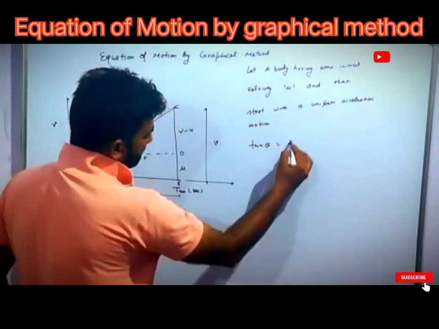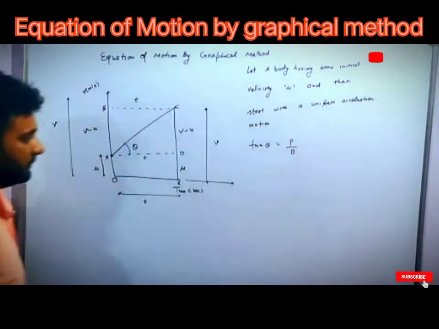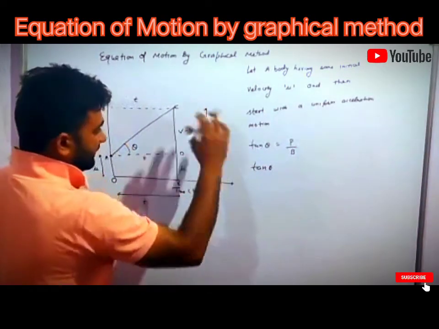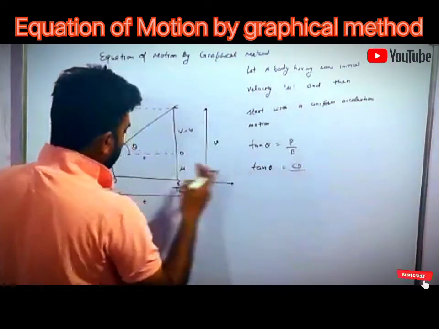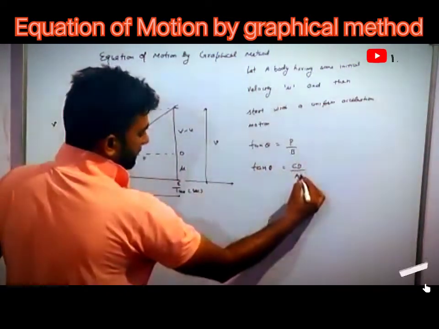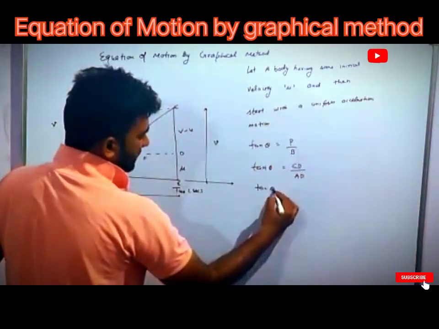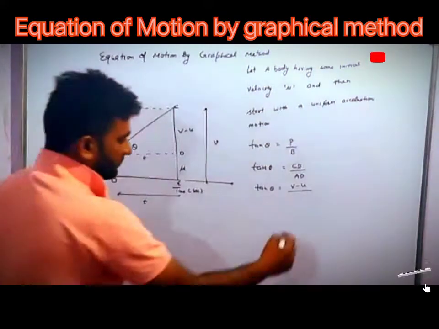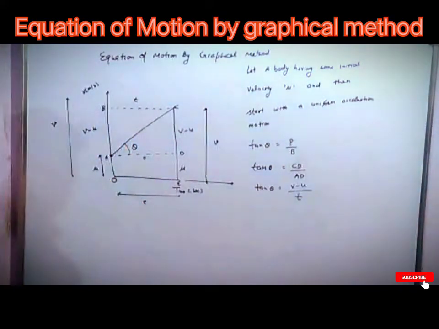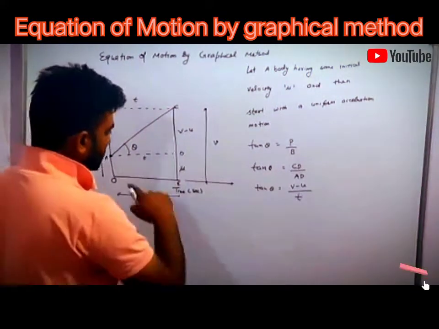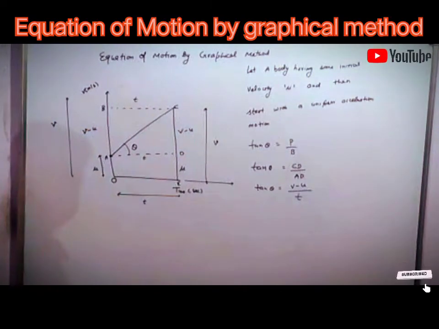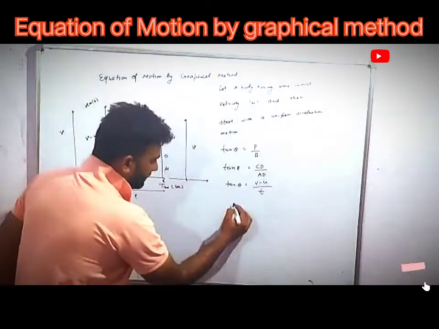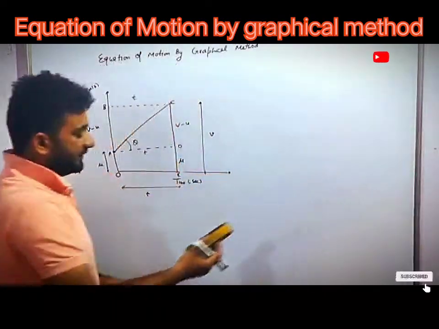Now here a slope exists, that is called theta, and slope is always in the form of tan theta. So tan theta is equal to perpendicular upon base. The perpendicular is CD, and the base is AD. Put the value of CD: tan theta is equal to v minus u, and put the value of AD: tan theta is equal to (v minus u) by t. We know that the slope of the velocity-time graph gives the acceleration. So a is equal to (v minus u) by t. This is the first equation of motion.